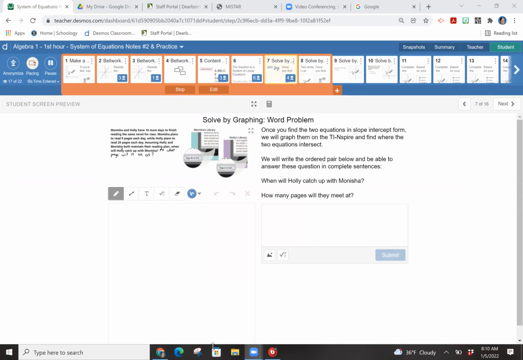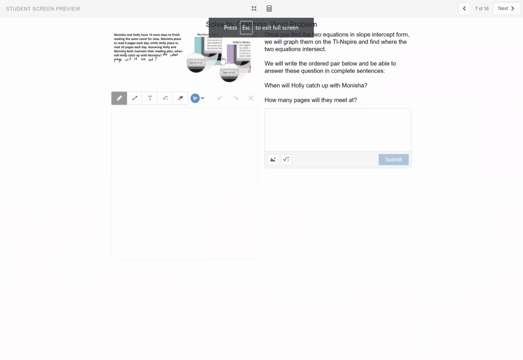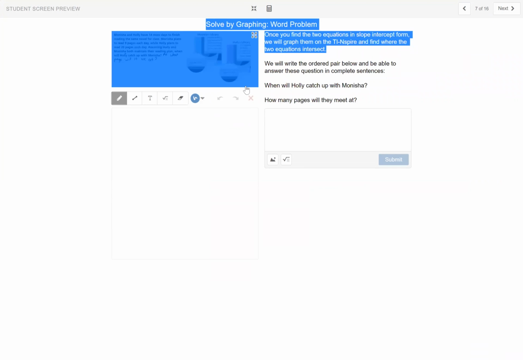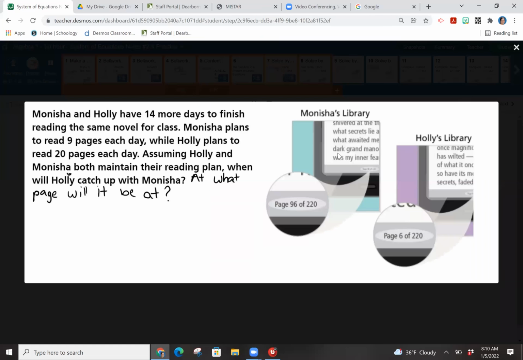All right, so on slide number 7, this is the last type of notes that we're doing for system of equations. You can click on the word problem and it will show full screen if you need to. It says Monisha and Holly have 14 more days to finish reading the same novel for class. Monisha plans on reading 9 pages each day while Holly plans to read 20. Assuming Holly and Monisha both maintain their reading plan, when will Holly catch up and at what page will they be? So this is really important to look at this part.